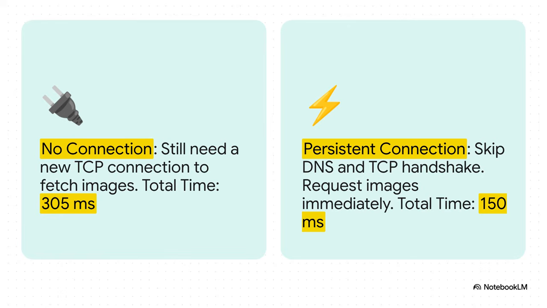Not bad, but look at the right side. If we have a persistent connection already open, boom, we skip the DNS and the handshake completely. We just ask for the images, and that takes only 150 milliseconds. That is a massive difference. It's more than twice as fast.